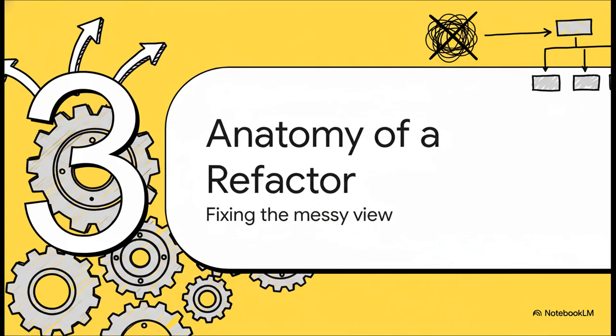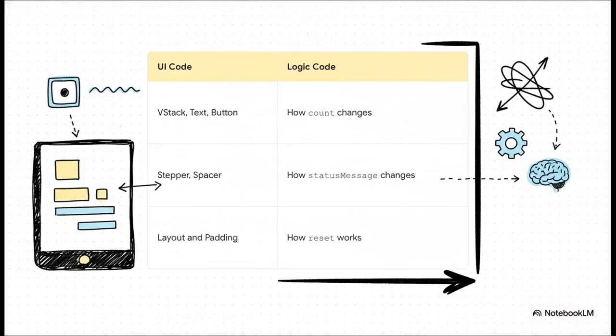It's time for the anatomy of a refactor. We're going to fix that messy view step by step. So the very first thing we have to do is just look at our messy code and separate the responsibilities. On one side, we have all the UI stuff, right? The VStacks, the text, the buttons, just the layout.